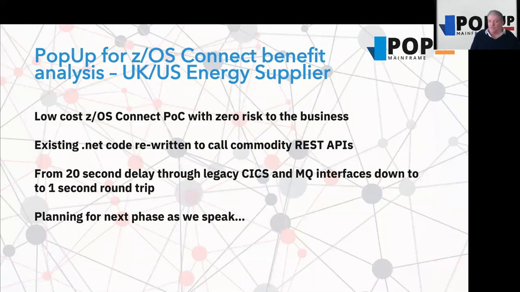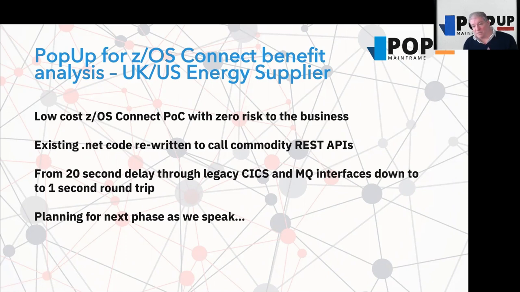So what did we manage to achieve with this customer? Well, we did a z/OS Connect POC with zero risk to the business, very low friction, because effectively we were spinning up the existing code that was on the physical mainframe, took a copy of that, and moved it across to the pop-up instance, which was the biggest delay in the whole process, actually getting access to their code. We rewrote those calls, which were using CICS and MQ interfaces, down to RESTful APIs that wrapped those things on the mainframe. So we went from a 20-second delay through those legacy interfaces down to a 1-second round trip through the z/OS Connect interfaces. And that's just the first step in the process.